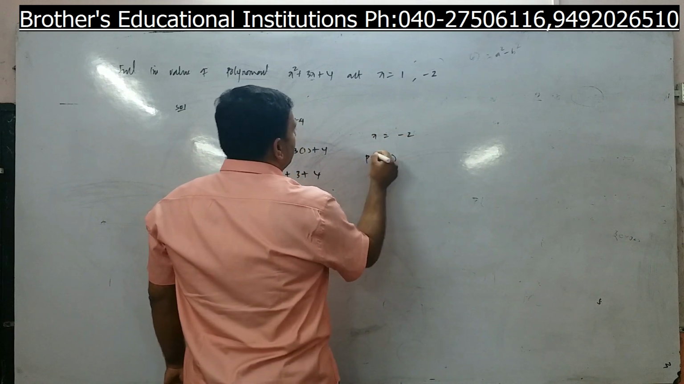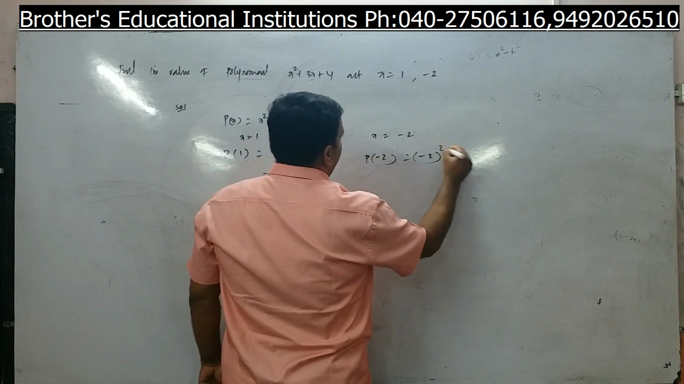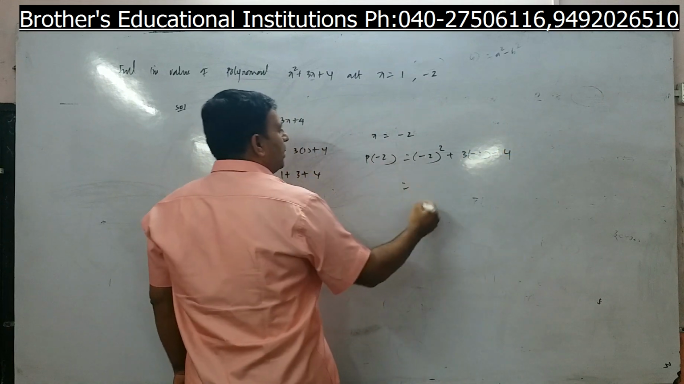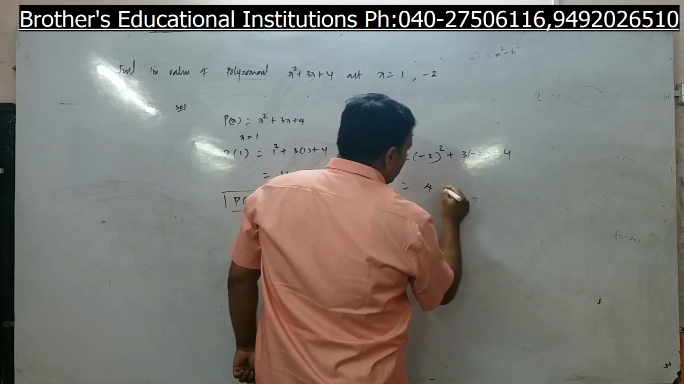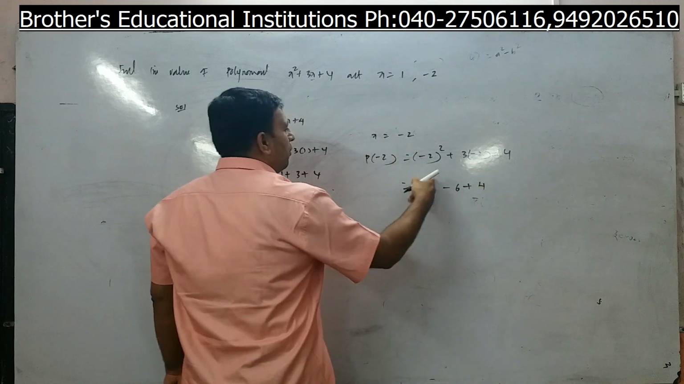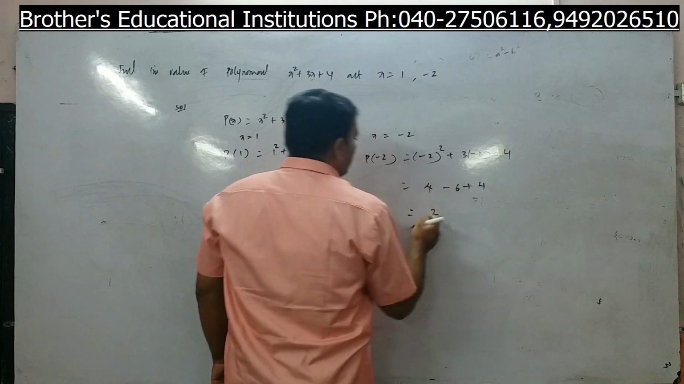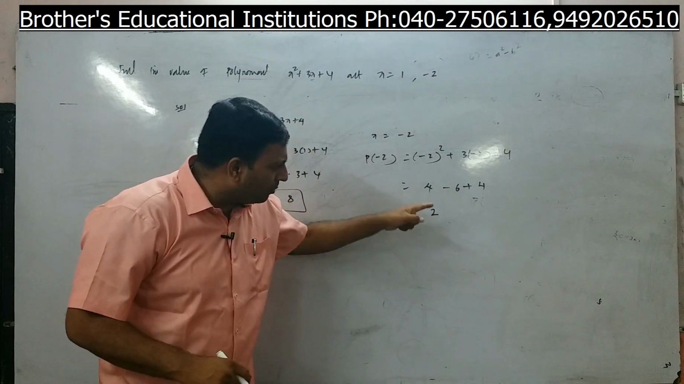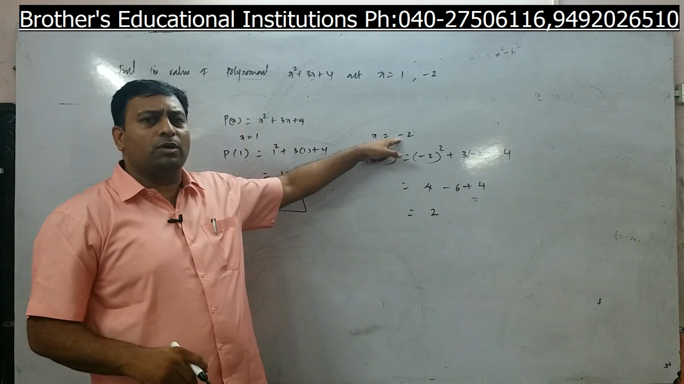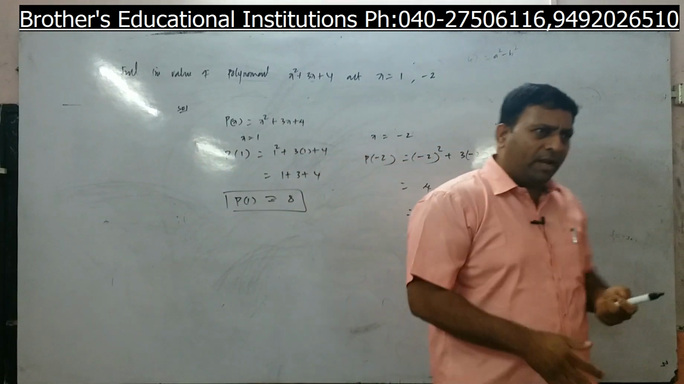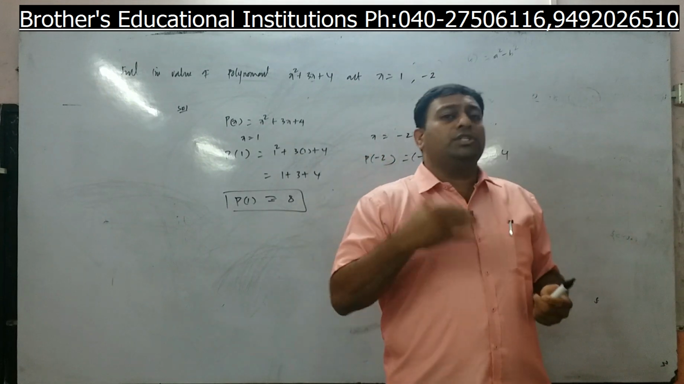P of minus 2. Minus 2 whole square, 3 into minus 2 plus 4. What is minus 2 whole square? 4. 3 into minus 2? Minus 6. Plus what do you get? 4. 4 plus 4, 8 minus 6 is 2. What is the value you got? 2. So, what is the value of a polynomial? Value of a polynomial is 2 at x is equal to minus 2. So, this is the concept of value of polynomial and the concept of 0 of a polynomial.